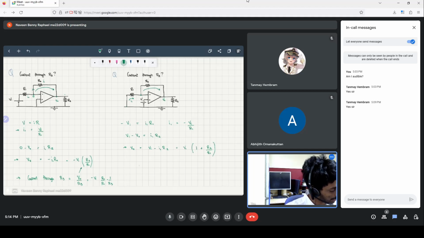Therefore, the current through R3 will just be V output divided by R3, which in this case will be Vi by R3 into 1 plus R2 by R1. Note that the one thing you will realize is that the inverting and non-inverting amplifier has a different kind of gain. Here there's 1 plus R2 by R1, and here the gain is R2 by R1. I hope this is clear. And that is how you solve these kind of questions.